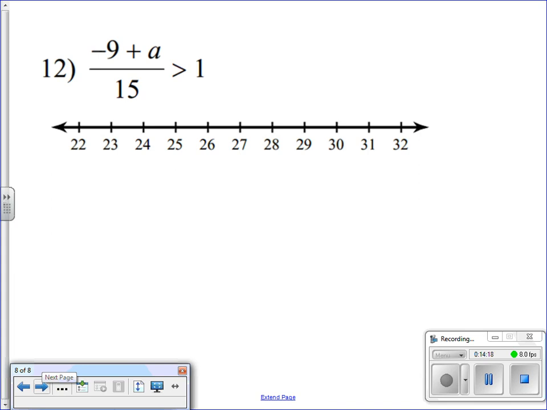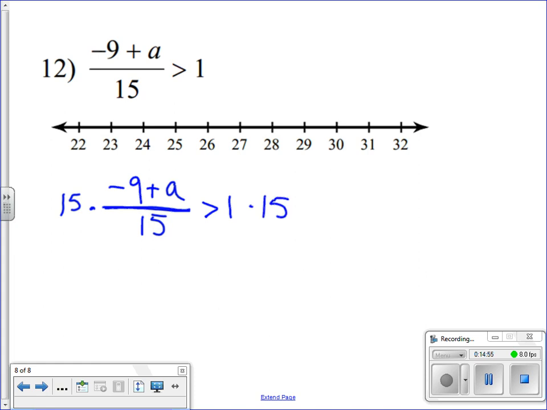Okay, last one we're going to do. This one is getting into, again, some extra steps, but it's still worth doing. We have negative 9 plus a over 15 is greater than 1. Okay, I need to get rid of the 15 first because I need to undo what we're doing there, and I can't do negative 9 plus a, so I'm going to have to get rid of the 15. That's, remember, the top divided by 15. So instead of dividing by 15, I'm going to multiply by 15 to get rid of that 15 there.